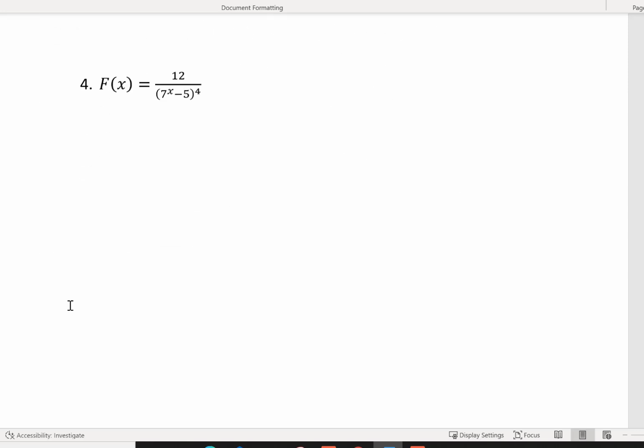Number 4 says f of x is 12 over 7 to the x minus 5 to the 4th. Now this is one you want to look at and decide, should I do the quotient rule or not? And I'm going to say it's not. How do I decide?